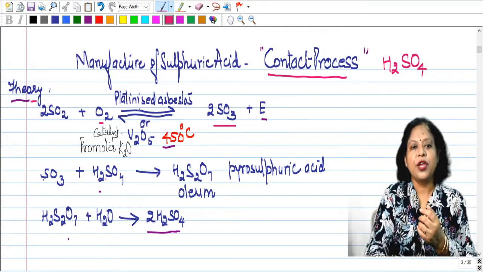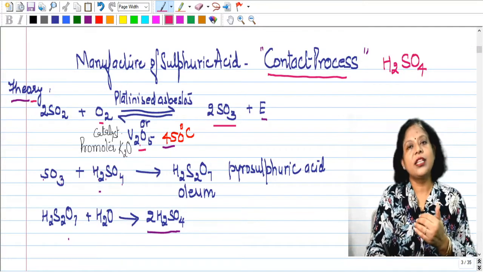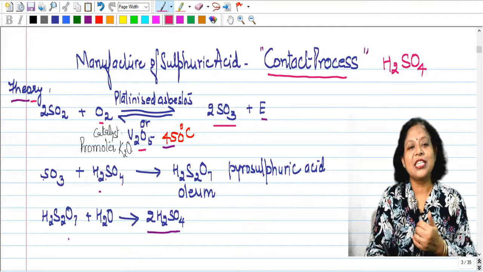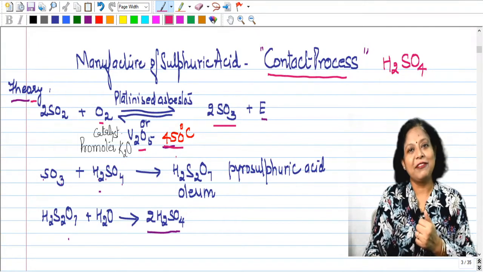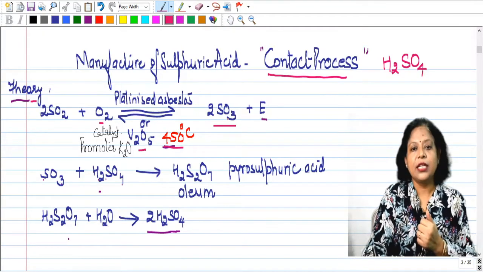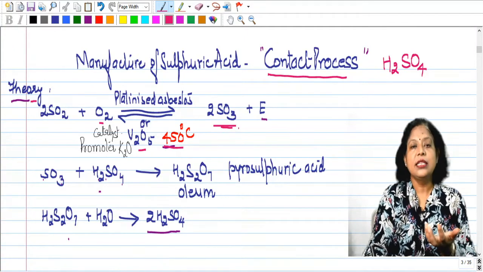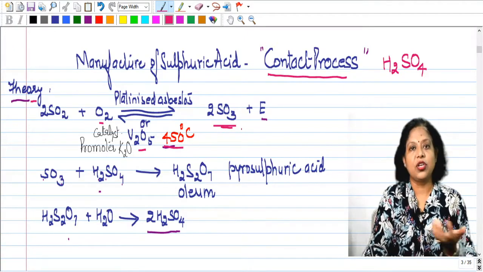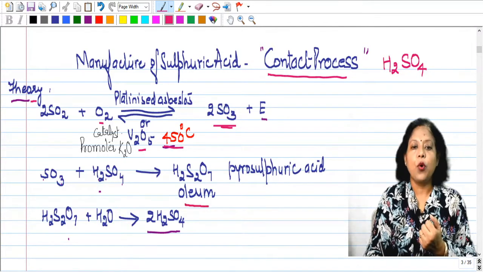It requires platinized asbestos, or we can take vanadium pentoxide. Along with this, we need a promoter. The promoter is potassium oxide and the temperature is 450 degrees centigrade. Now this sulfur trioxide formation is an exothermic reaction. This gas releases a lot of energy along with it. So we absorb this energy and convert sulfur trioxide into oleum.